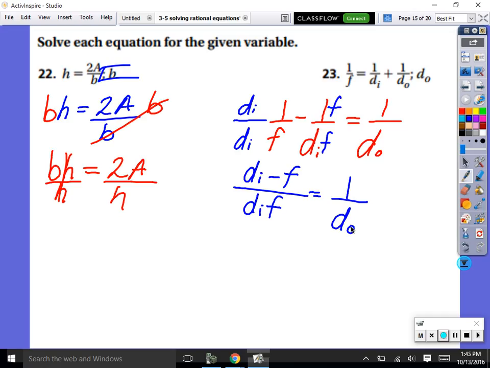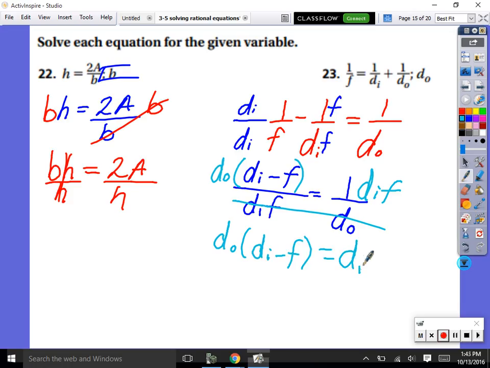Now we could cross multiply, correct? So I'm going to multiply by d naught, put that in parentheses, and I'm going to multiply by dif. Now I had somebody last hour say, can I get a common denominator? Yeah, that's what we just did. That is what cross multiplication is. Because wouldn't the d naughts cross out, wouldn't our bottoms now go away? We have a common denominator. Does everybody understand? Okay, now so we have d naught times di minus f equals dif.